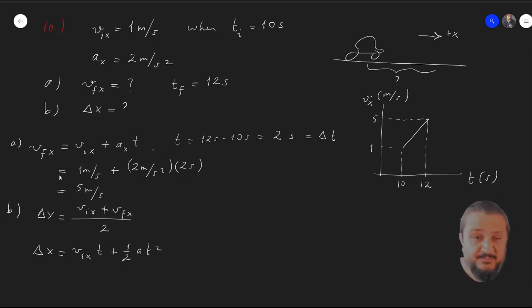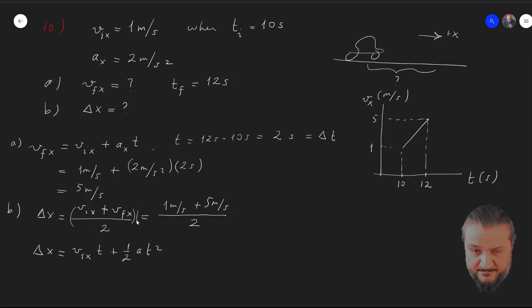All right, but now that we solved part A, we could use that value, which is 5. So Vix is 1. Add Vfx to it, which is 5 meters per second. And I forgot t here. Let me just put t. All right, so this times t, which is 2 seconds, and you get 6 meters. If you want to use the other equation, hopefully we'll get the same answer.